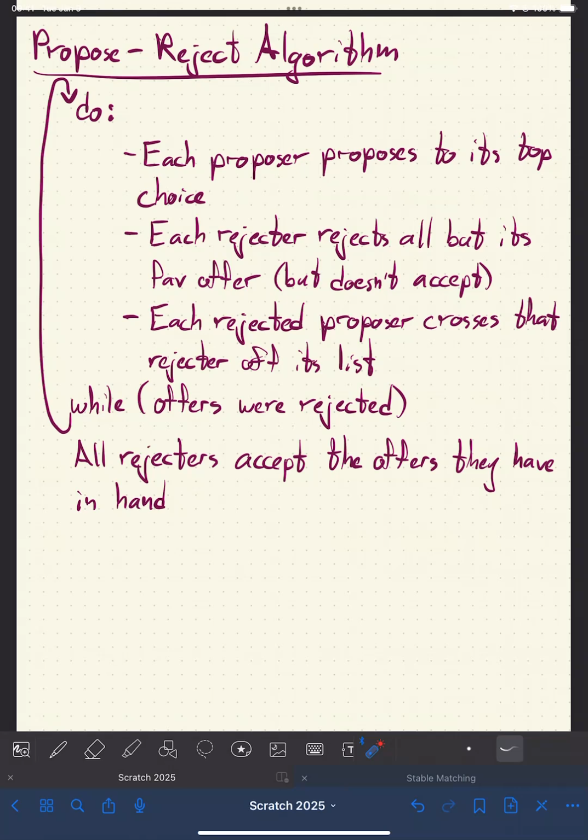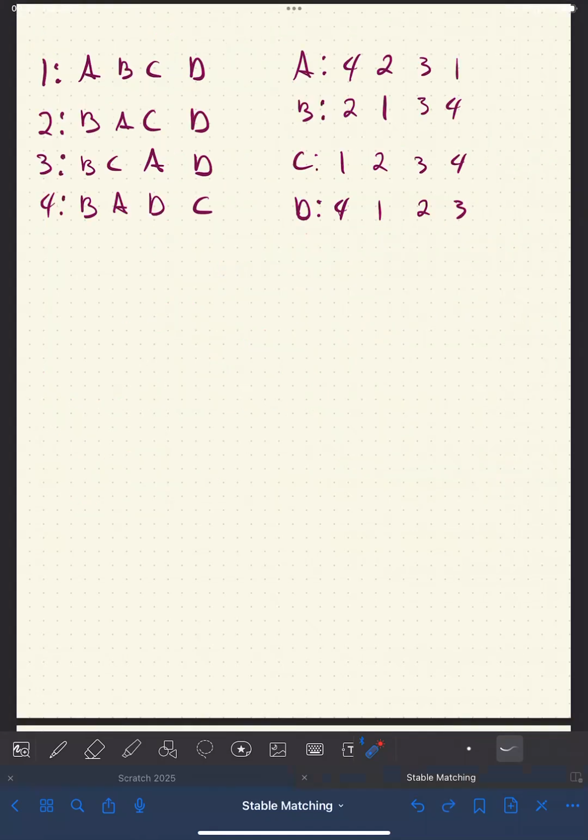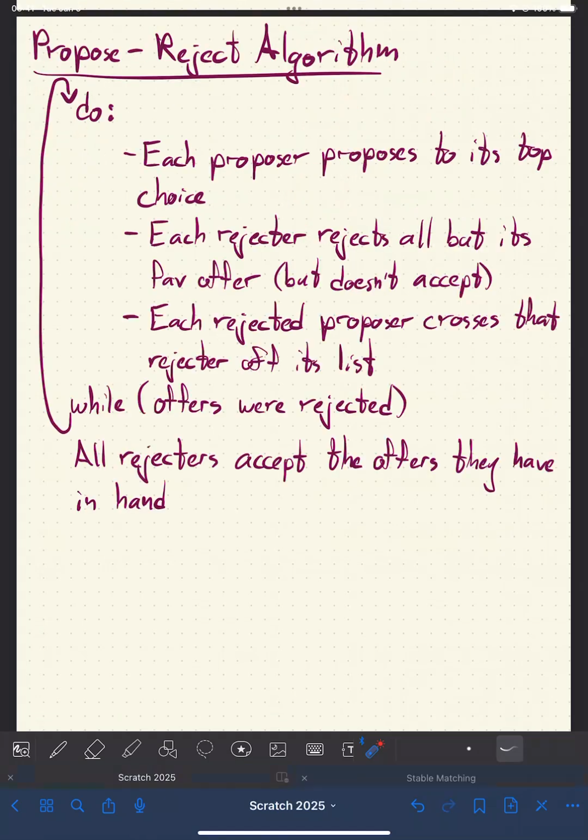So let's take a look at what this algorithm does. It's called the proposer-reject algorithm. Sometimes it's called the Gale-Shapley algorithm, the stable matching algorithm. There's a whole bunch of different names for it. What it does is it takes a set of preferences like this, and it matches people based on those preferences. So let's see what it says. This is the whole algorithm. It's pseudocode, but this is the whole algorithm. It says each proposer proposes to its top choice. Each rejector rejects all but its favorite. It doesn't accept yet, but it rejects everyone other than the favorite offer that they have right then.